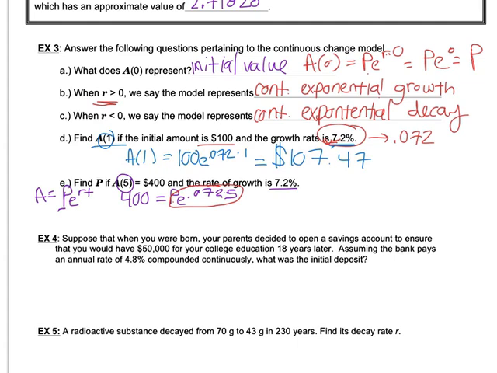I'll do one step at a time. Say I've got 400 equals P. Okay, so now I'm just going to calculate using my calculator e raised to the 0.072 times 5. When you do that, you should get about 1.433. Let me just double check that really fast because I didn't actually plug it in.